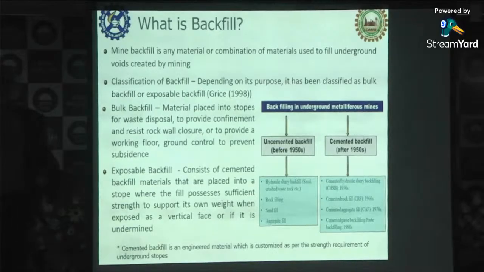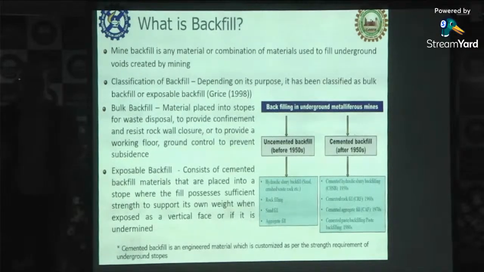Under this, all the cemented backfill comes under this category. So it consists of cemented materials that are placed into stopes where the fill possesses sufficient strength. Why do we need sufficient strength? As many of the speakers have told, when the primary stopes are excavated, then secondary stopes will be excavated. Then it has to have a self-standing height. It has to have self-strength.